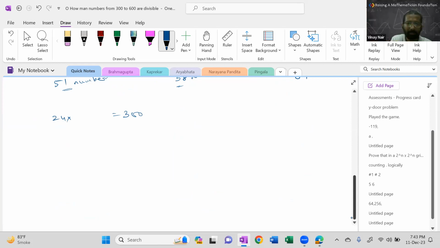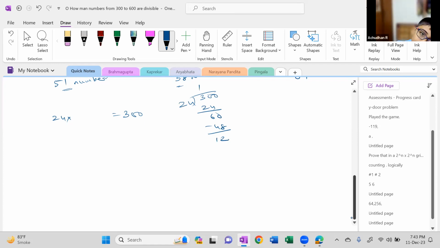Exactly. Yes, correct. 24 times what? The nearest multiple greater than 300 and less than 600. 24 times 12 is 288, and 24 times 13 is 312. Yes, 13 gives you 312.